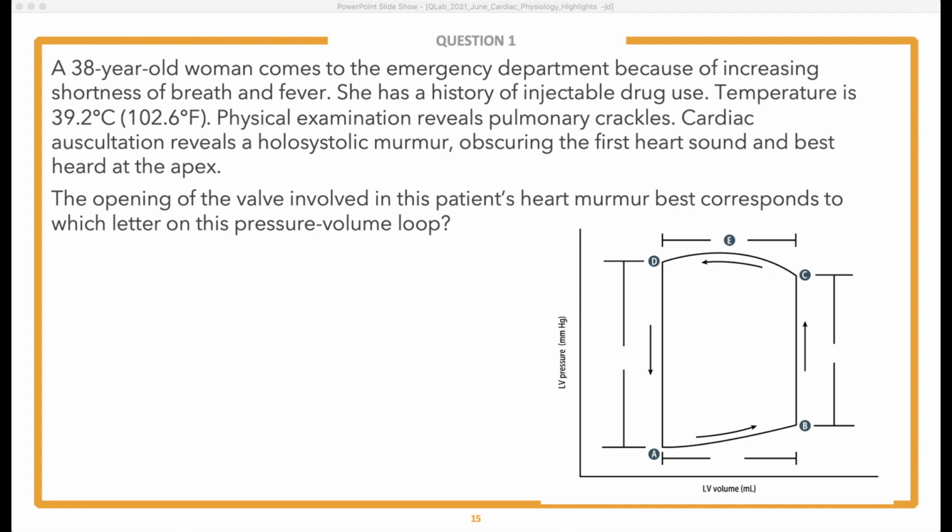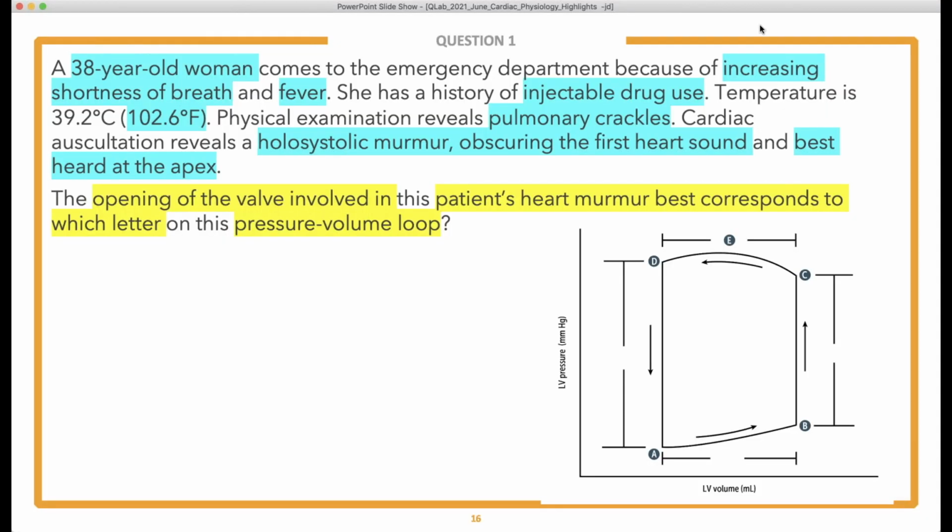The opening of the valve involved in this patient's heart murmur best corresponds to which letter on this pressure volume loop? I'll give all of you a few moments to start thinking about what's important in a lead-in and vignette as I hand it off to Paris. Thank you, Sean. So once again, we will go ahead and walk you through what we think are the important clues in this vignette and the lead-in, okay?